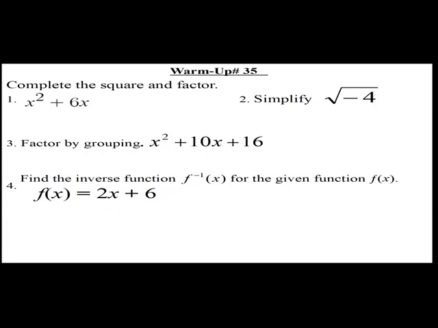All right, so the warm-up on the screen is warm-up number 35. Number 1, complete the square and factor. Number 1 reads x squared plus 6x. Number 2, simplify square root of -4. Number 3 reads factor by grouping. The polynomial given is x squared plus 10x plus 16. And number 4 reads, find the inverse function f inverse of x for the given function f of x. The given function is f of x equals 2x plus 6.